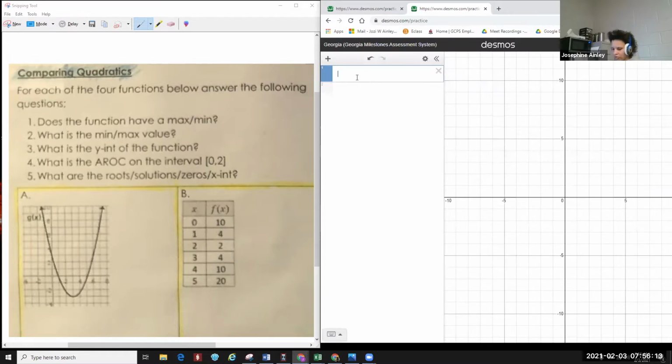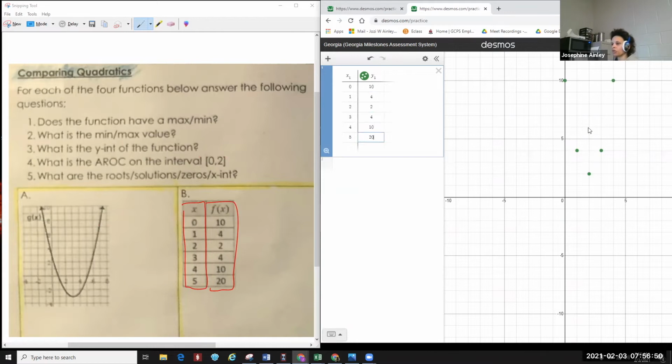So remember, we are trying to find where it crosses the x-axis. So we have to make this table and put it in here. To do that, you go plus sign, table. Then you put in your values. So we're putting in all our values for x right here. 0, enter, 1, enter, 2, enter, 3, enter, 4, enter, 5. And now I'm going to put in my y values: 10, enter, 4, enter, 2, enter, 4, enter, 10, enter, 20.